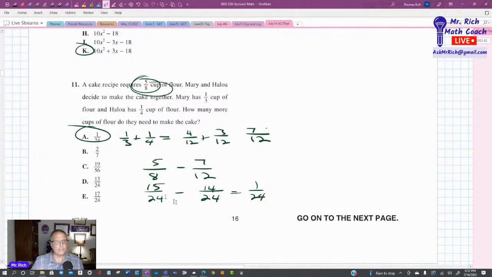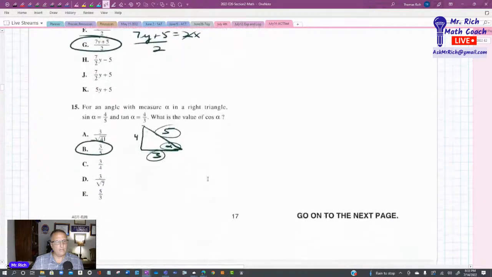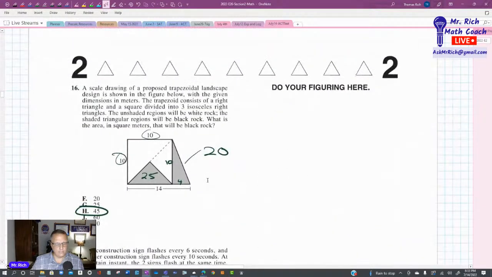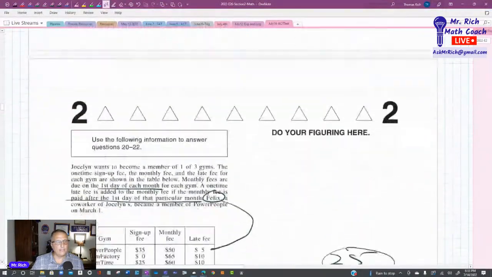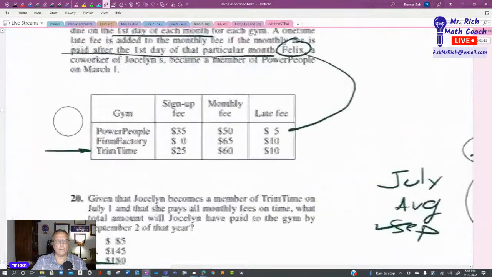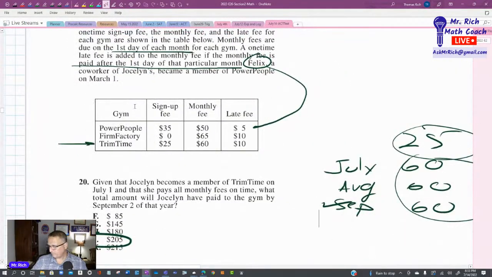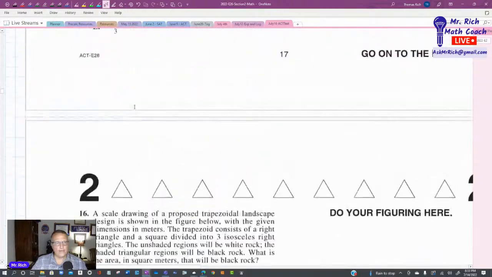All right, so 11 is A, and then H, and then D. 14 starts G, and then B, and then H, and then D, K, C, J. All right. Any questions from any of you that are watching this on any of these problems? If so, go ahead and type it into our chat.